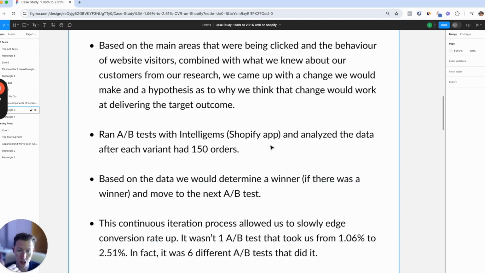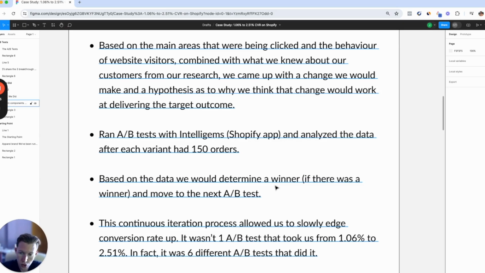So we used Intelligems and we analyzed the data after each variant had 150 orders. Some people have different benchmarks for this, some more, some less, but we chose 150 orders as a benchmark for us to be able to go in and analyze the data. Based on the data, we would determine a winner if there was a winner.